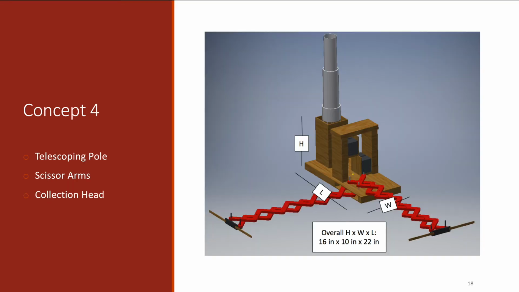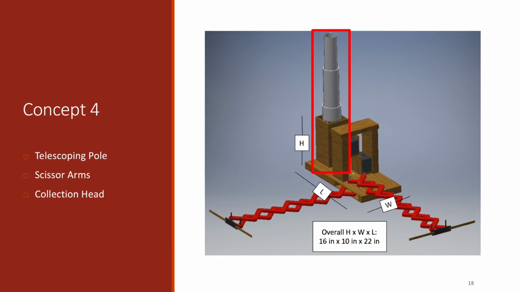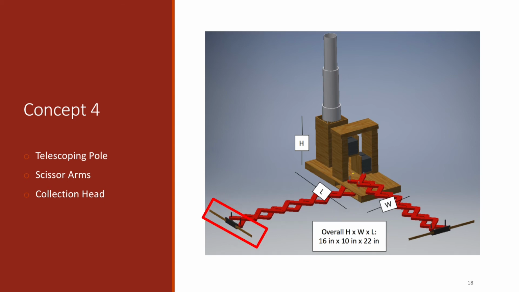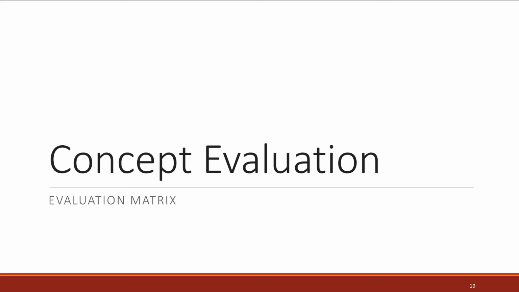Concept 4 uses a telescoping pole powered by strings attached to a DC motor to elevate the golf ball. It expels the Kong toy using scissor arms powered by a gravity-powered 2-direction scissor arm system, and it collects the ping pong balls by spring-loaded extension arms attached to the collection head.